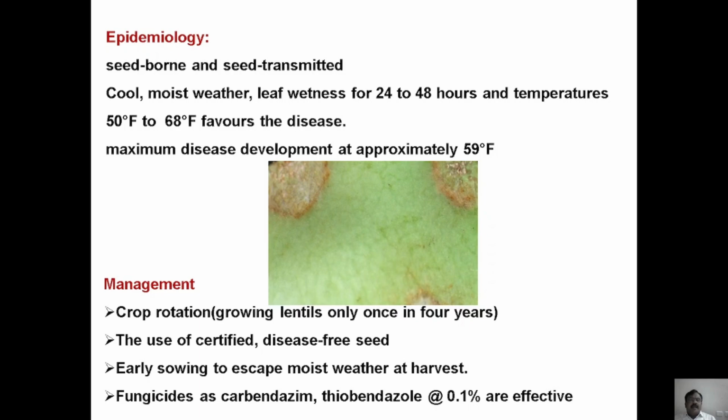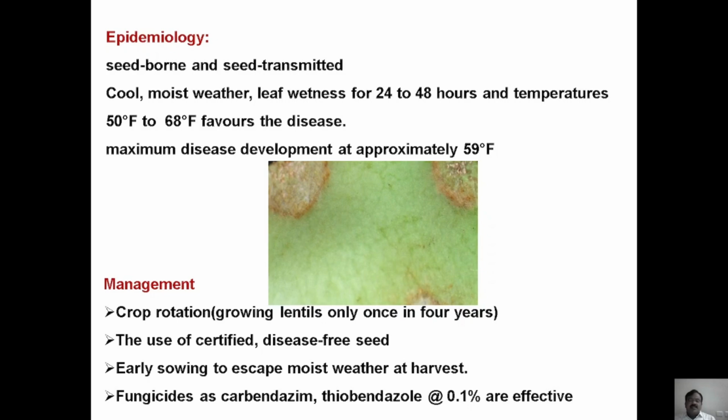The seed-borne as well as seed-transmitted nature of this disease leads to severe incidence in field conditions. Cool, moist weather and leaf wetness for a period of 24 to 48 hours with a temperature range of 50 to 68 degrees Fahrenheit favor the disease development. Maximum incidence of this disease was noticed at 59 degrees Fahrenheit.